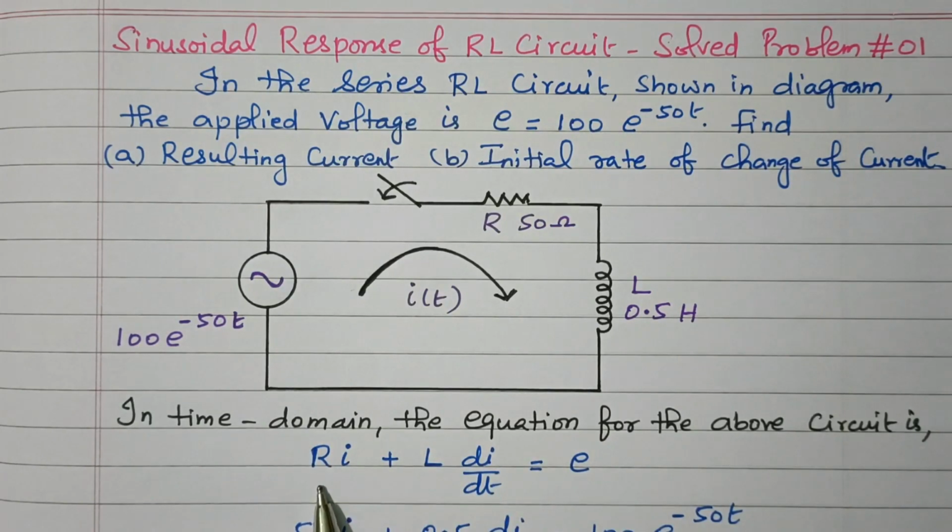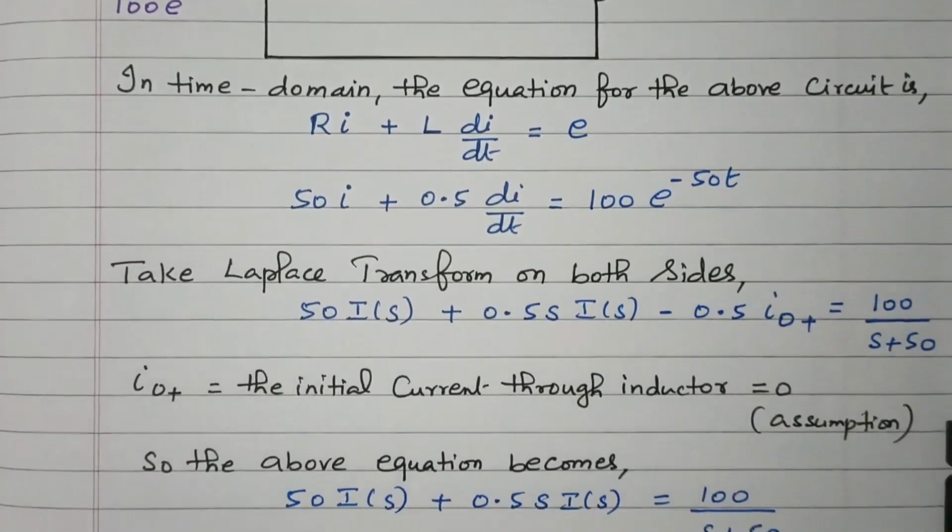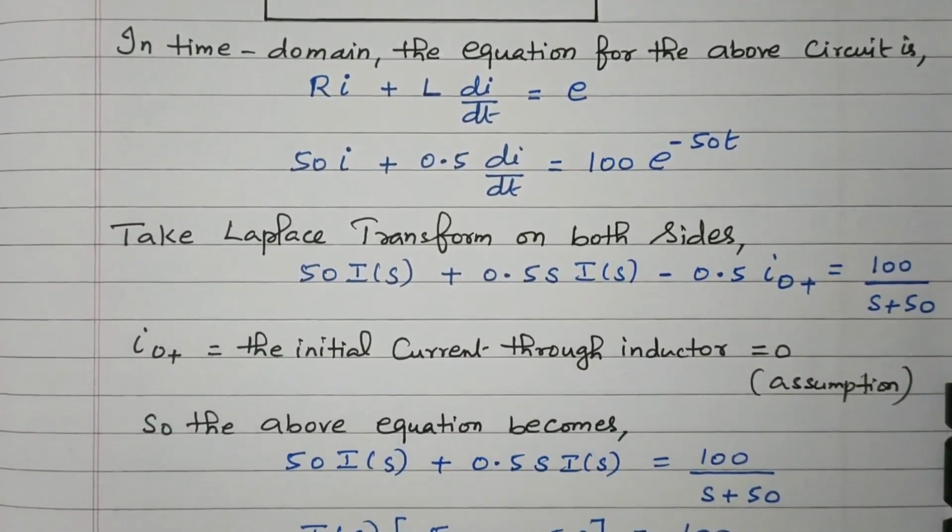So the voltage drop across the resistor is R into I. The voltage drop across the inductor is L di by dt, and that is equal to E. So this is the equation in the time domain based on KVL. Now we'll apply the given values. We can substitute the given values.